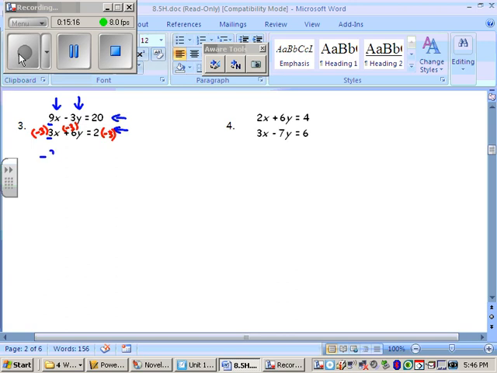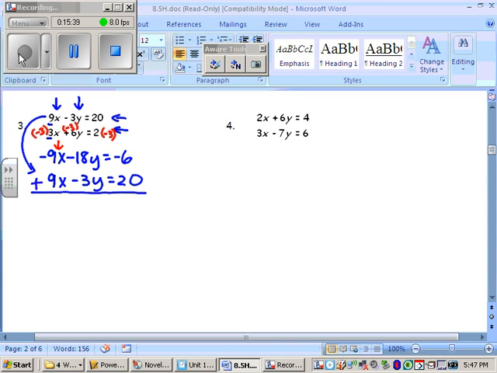So when you do this, we would get negative 9x minus 18y equals negative 6. We would then drop down the first equation, and you can see that we can now begin using the elimination method by eliminating the x terms because they add up to 0. So negative 9x plus 9x is 0.